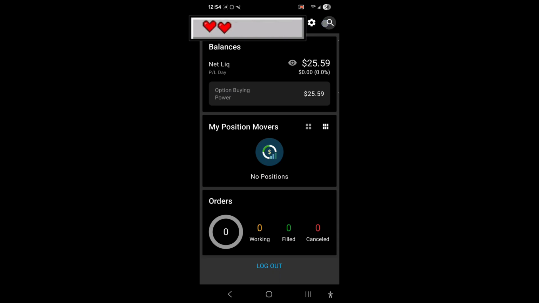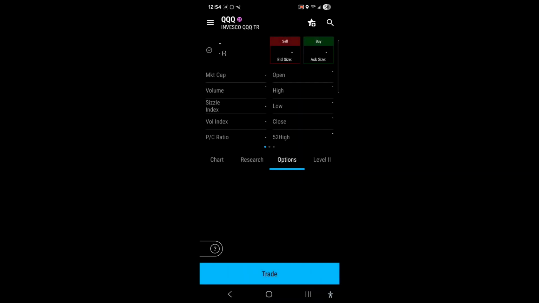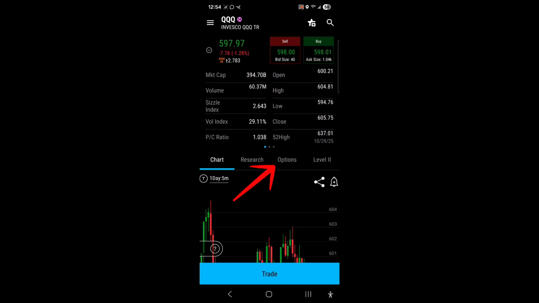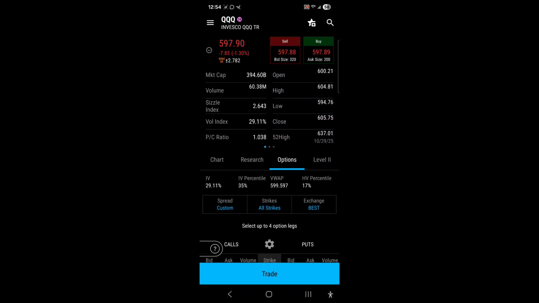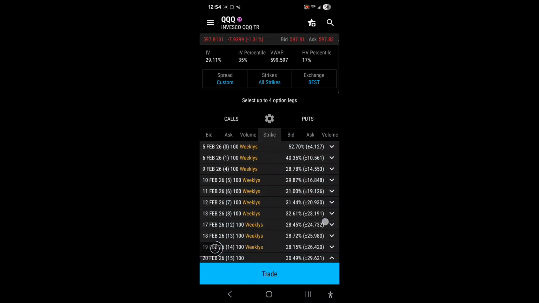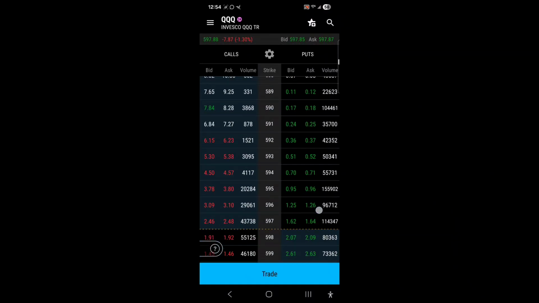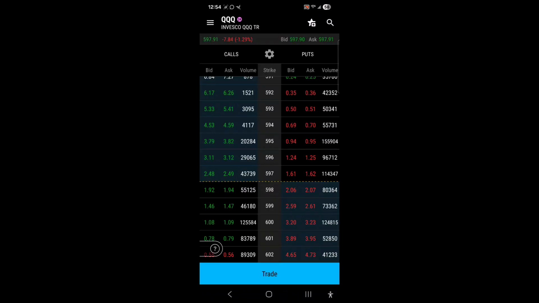Here's a regular account here. I'm going to search up QQQ. And from here on, I could buy, I could sell. And again, right here is the option chain. From here on, you can expand it and then you could buy and sell options.